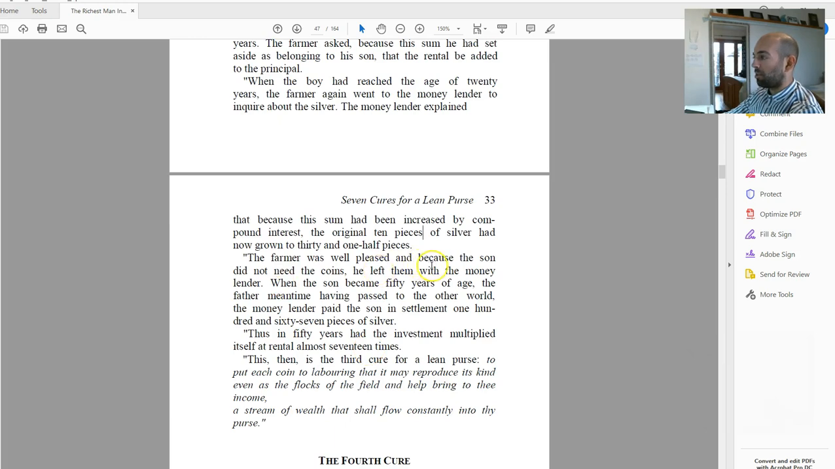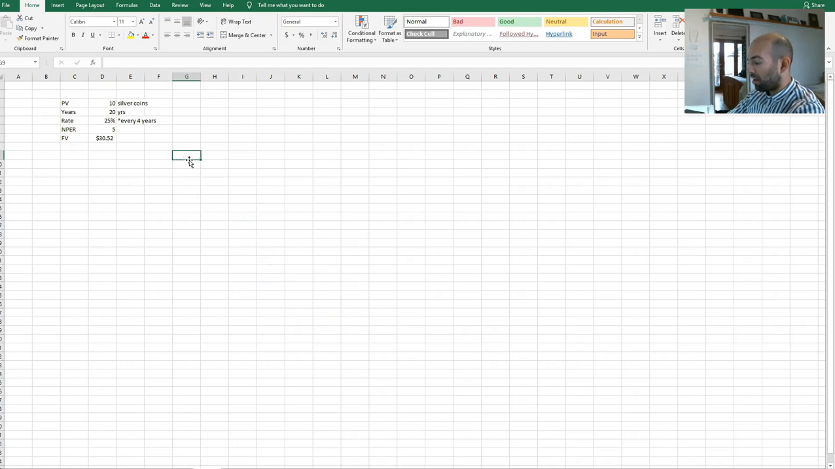So the farmer was well pleased, and because the son did not need the coins, he left them with the moneylender. When the son became 50 years of age, the father, meantime, having passed to the other world, the moneylender paid the son in settlement 167 pieces of silver. 167 pieces of silver. So how did they calculate that? Well, we could do the same setup that we did over here. We copy that over.